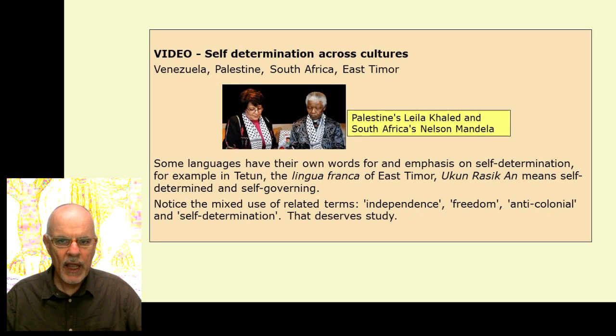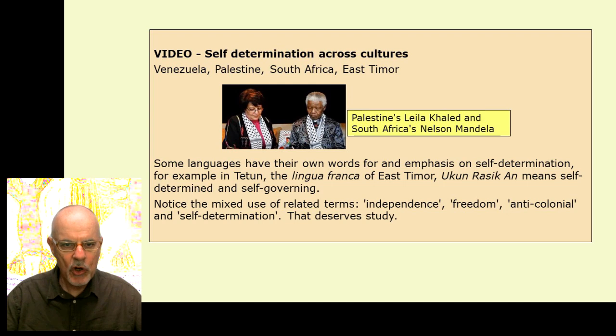So initially, let's have a look at self-determination across cultures. I'll be making an emphasis on this cross-cultural comparison because it helps us conceptualize what resistance is and what self-determination means in practical terms. Notice in this video that some languages have their own words for and their own emphasis on self-determination. For example, in Tetum, the lingua franca of East Timor, Ukun Razik An means self-determined and self-governing. And note also the mixed use of related terms such as independence, freedom, anti-colonial, and self-determination. They are different terms, but they are linked in many ways, and that deserves some study.